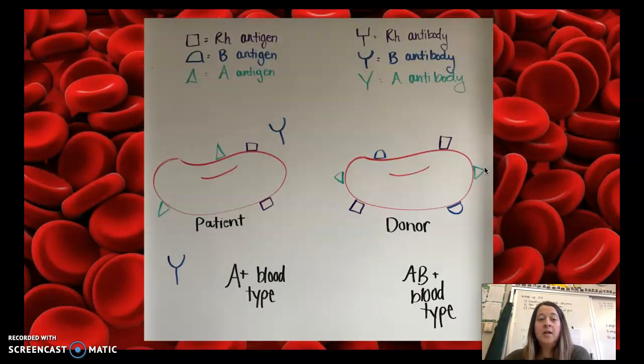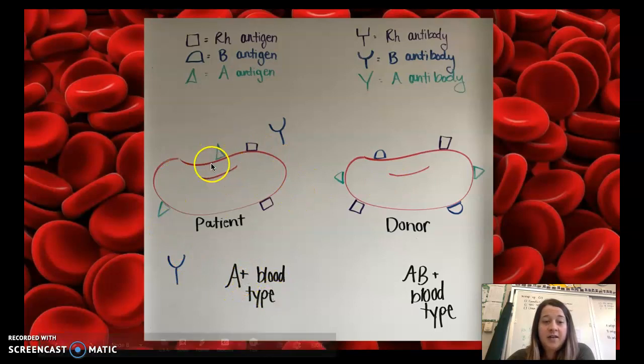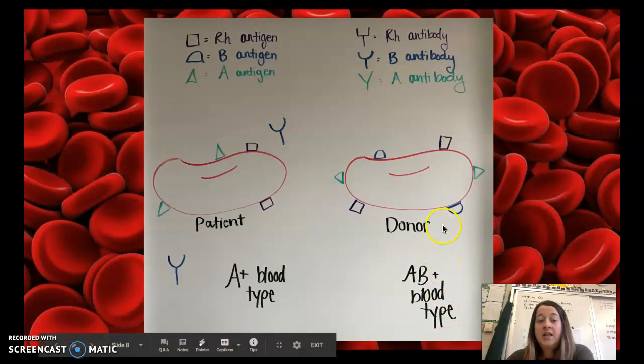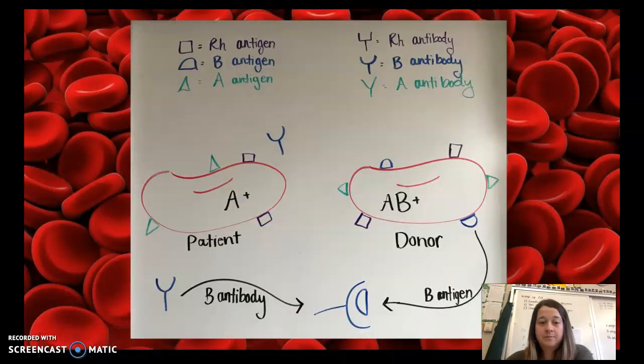All right, so this is when it gets a little bit trickier, but this is what's really important about the antibodies and antigens clumping together. So if I have a patient here that has A positive blood type, meaning there are A antigens present and there are Rh antigens present, and there's a donor here with B antigens present and A antigens present and Rh present, we have AB positive blood type. This is not a good donation for this reason, and this is what I mean by clumping.